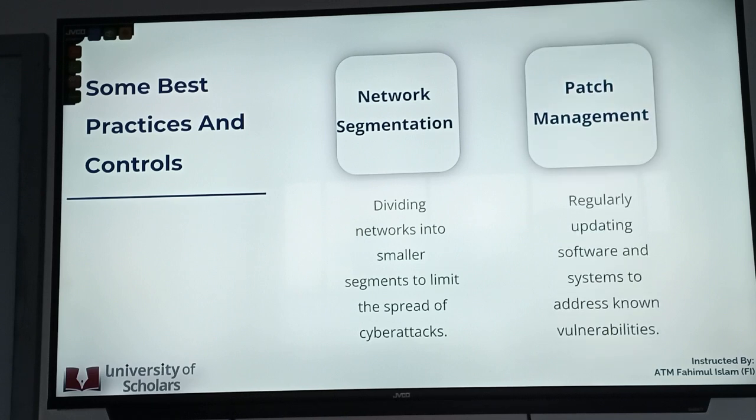We can also use patch management, regularly updating software. Patchment is usually patching; we say updating patches. So when we buy a new phone or new PC, we usually update Windows or update Android or update the user interface, or UI, so that security issues are resolved and we can get a more stable user interface. So these are some best practices and controls.